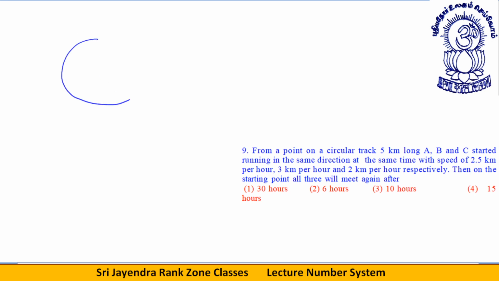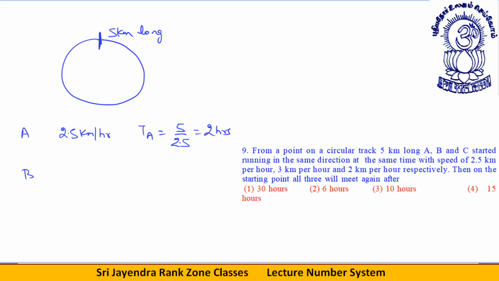First of all, they start from this point, okay? This is 5 km long. The starting point, they will meet. Whenever they start, okay. A, what is the speed of A? The speed of A is 2.5 kilometer per hour. So time of A will be what? The time of A will be 5 divided by 2.5, that is 2 hours.